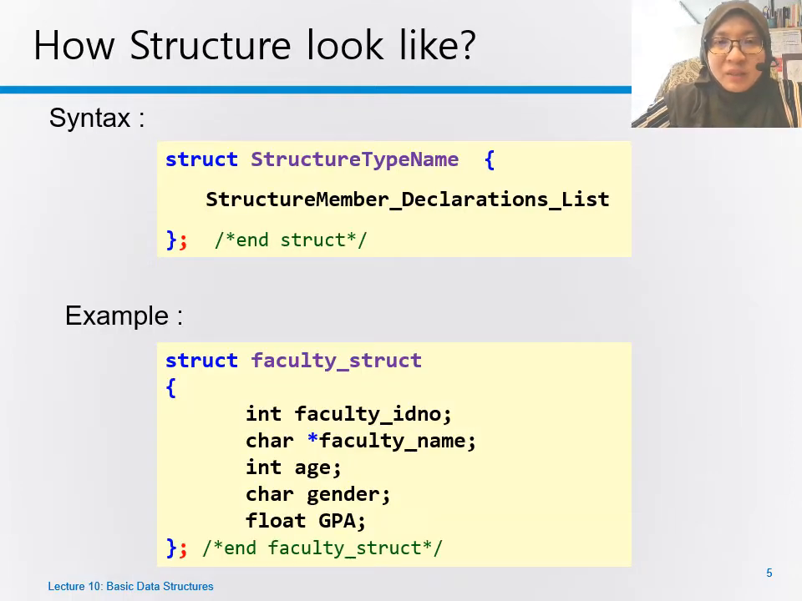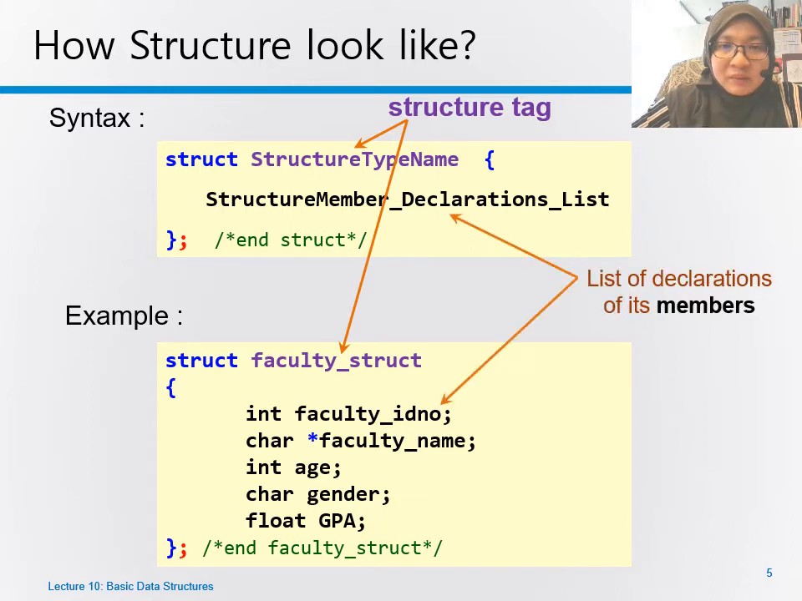Let us look very closely at each of the syntax with an example. You have the struct, the structure type name, then you have the structure member declaration list. Make sure it closes with a semicolon. You have the structure tag, then you have the declaration list of its members. So this is the structure tag, and the struct is faculty struct. This is an example in another way, for a structure called faculty structure.